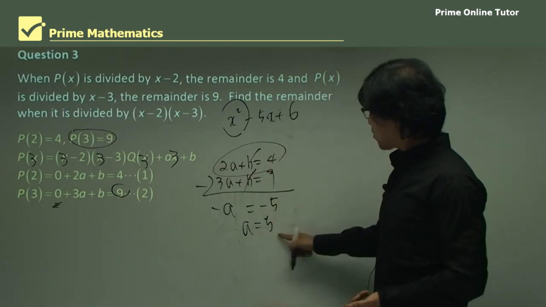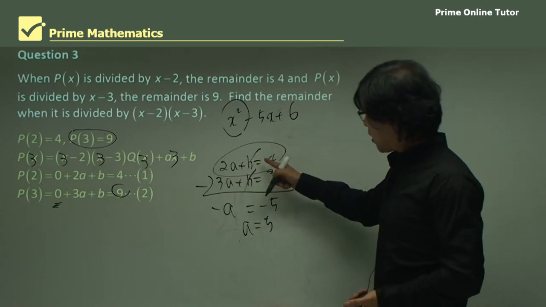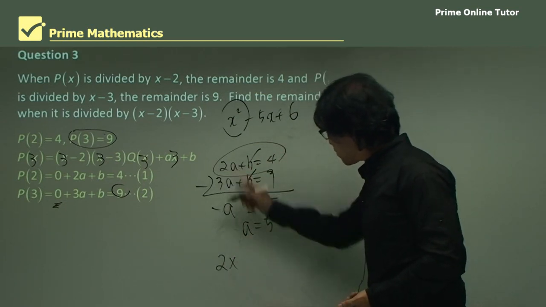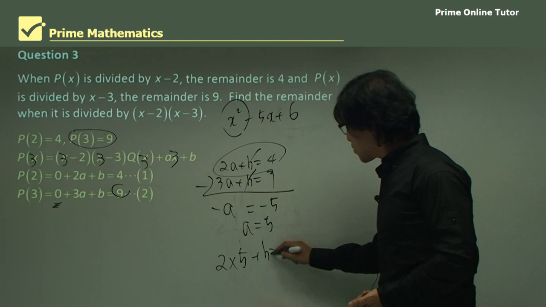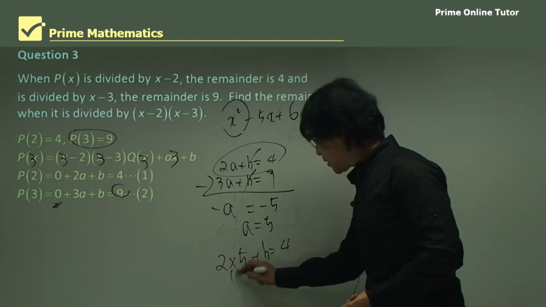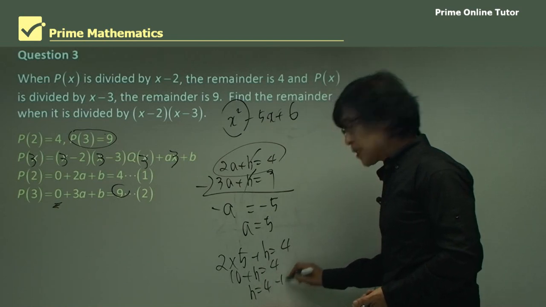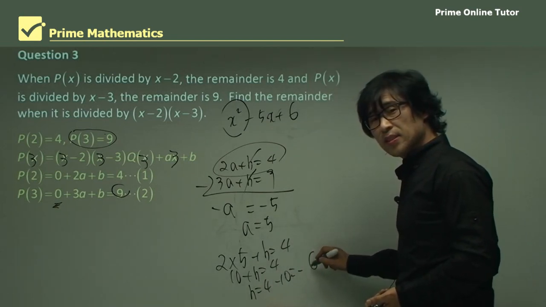You can substitute a equals 5 either way, okay? So I like to substitute into 2a plus b equals 4. So 2 times 5 plus b equals 4, that's 10 plus b equals 4. So b equals 4 minus 10, which is negative 6.